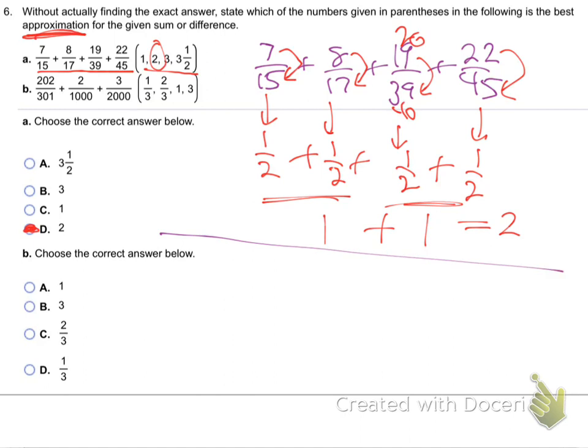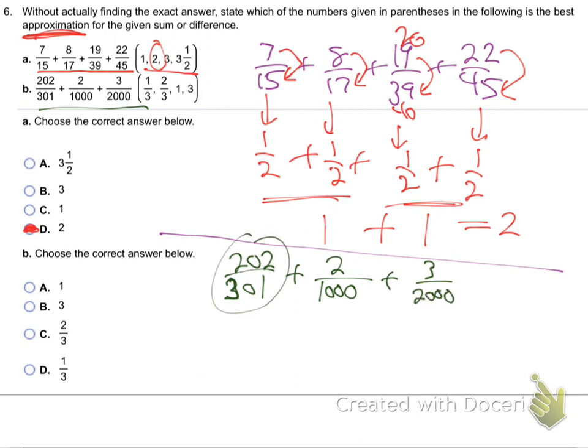Let's try part B. Part B is saying, okay, take 202 out of 301, add 2 out of 1,000, and 3 out of 2,000. Well, think about it. 200 out of 300 people. What is that? That's about 2/3, isn't it? 200 out of 300 is really, really close to 2/3.